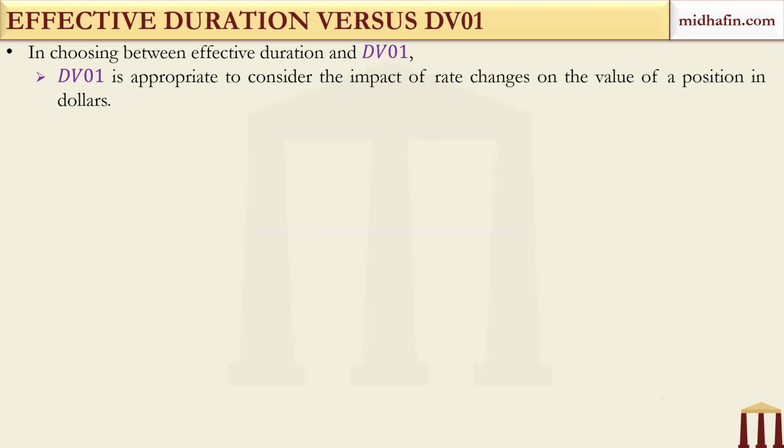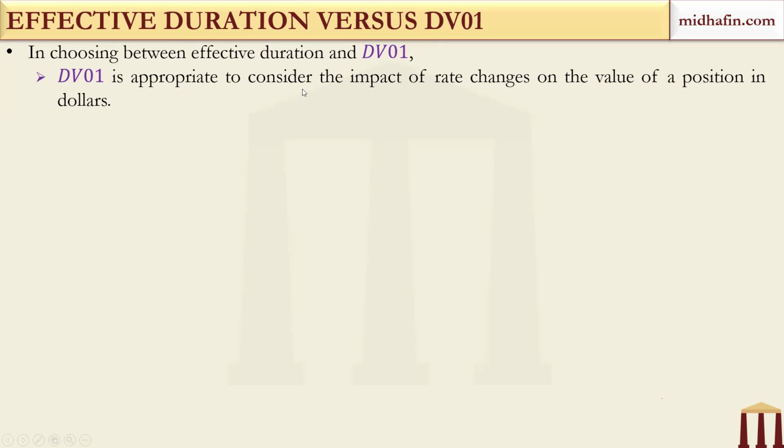Now let's understand the difference between effective duration and DV01. Let's say you want to hedge. Whether you should hedge through DV01 or duration, whether you hedge for the duration or you hedge for the DV01. We should not hedge for both of them, correct? Because both of them are related to an extent.